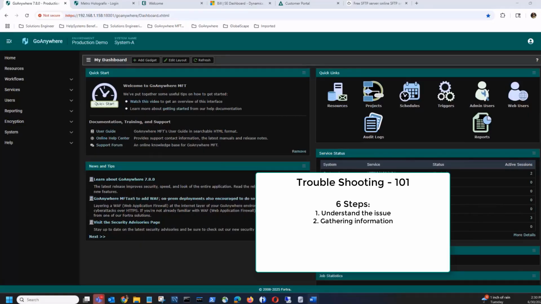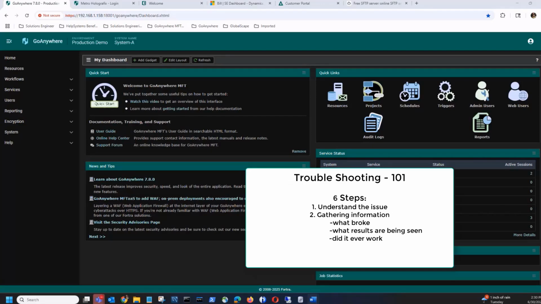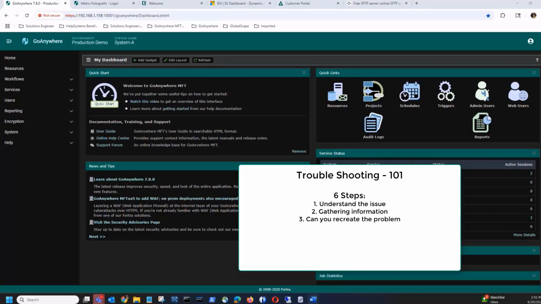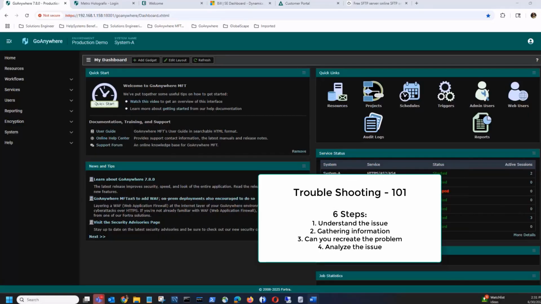Typically, there's 3 questions that are going to serve as the foundation of your information gathering. What broke? What is happening that isn't supposed to, or what is not happening that is supposed to? Did it ever work? Or is this what we refer to as a first-time failure? If it has worked before, can we identify what changed? When practical, you can try to recreate the problem, to step through the sequence of events and hopefully gain additional insights.